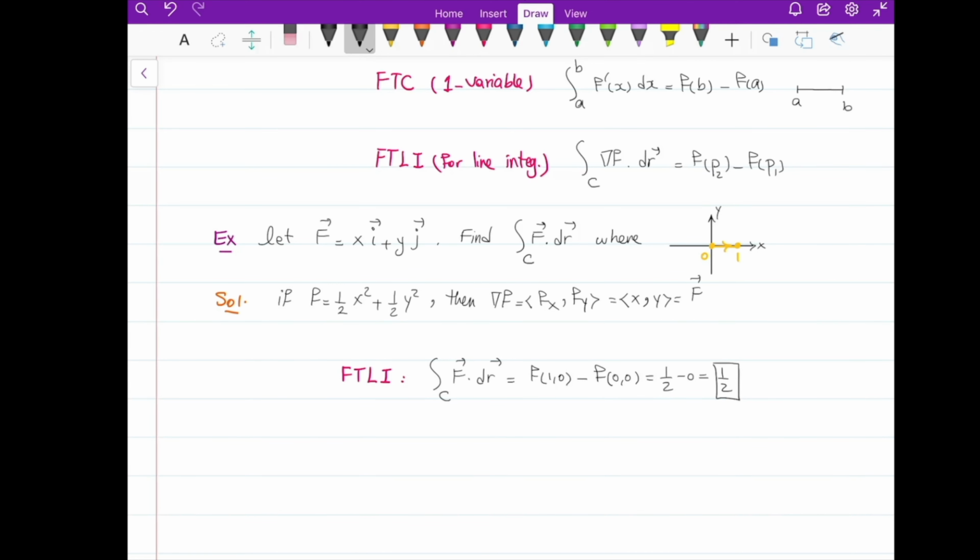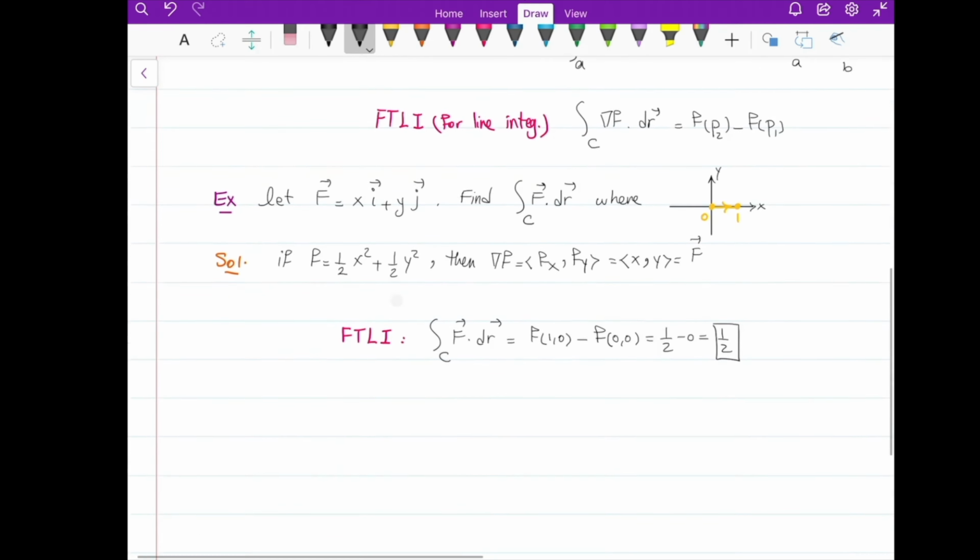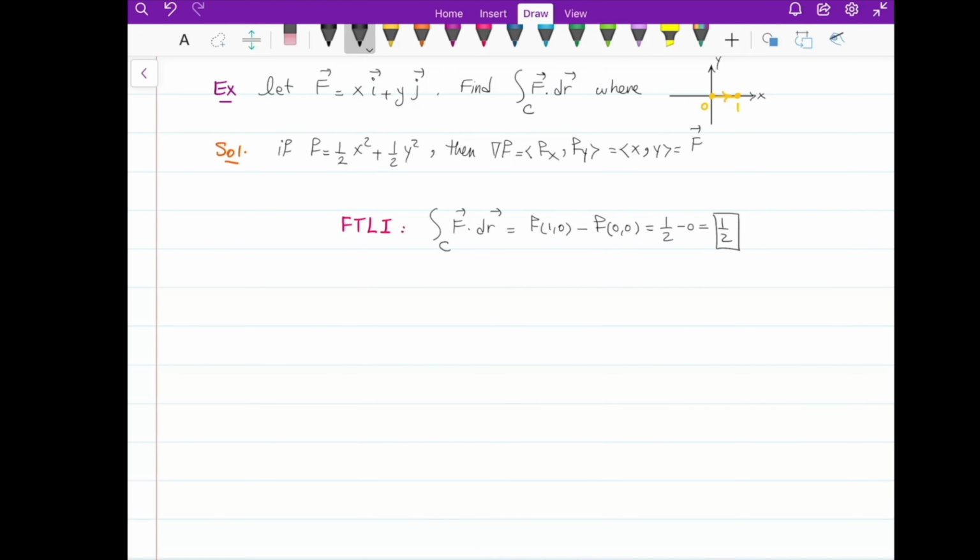Okay. If I want to use the previous way to calculate this line integral, I needed to do what? I needed a parameterization of C. C is here, so I can say that I'm going to set x to be 0 and then y to be equal to t, where t is between 0 and 1.